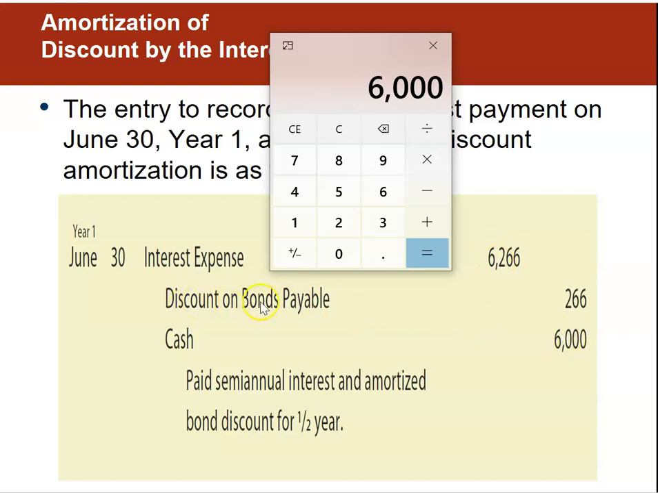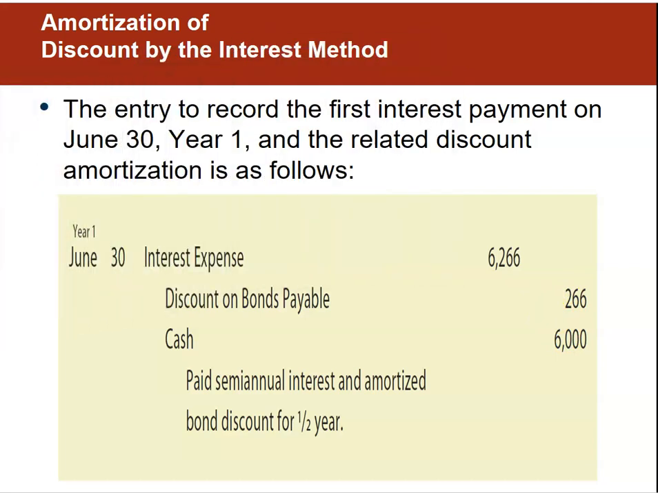We set this discount on bonds payable up, if you recall, with a debit. Now we're going to credit that discount on bonds payable, $266. That's going to make our journal entry match, $6,266 debit and $6,266 credit. All right, let's go ahead and wrap this video up, and we'll move on to premiums next.